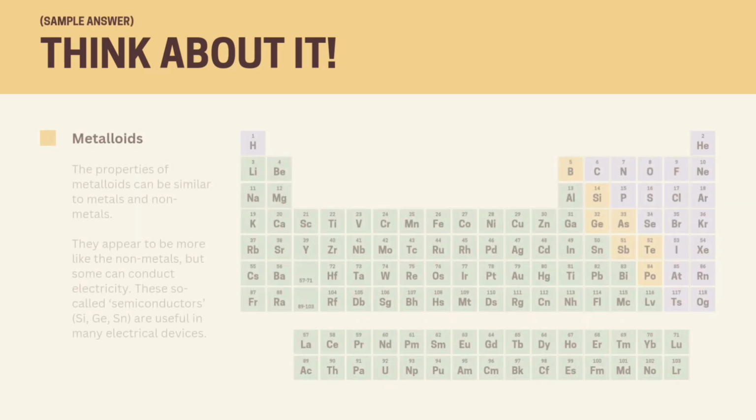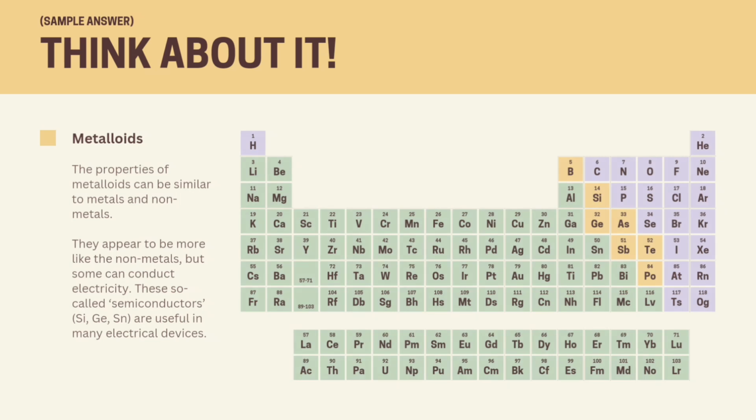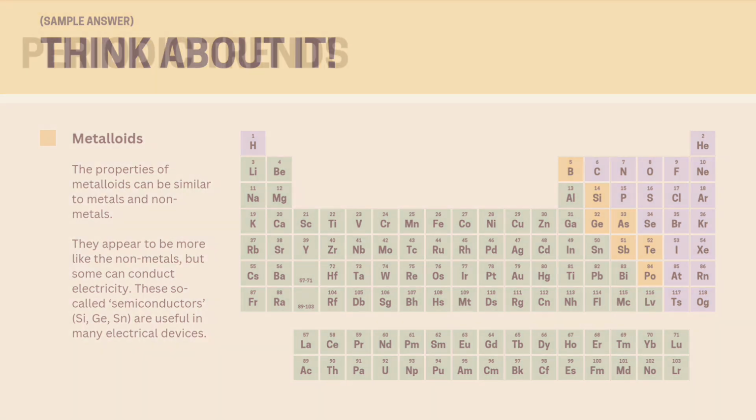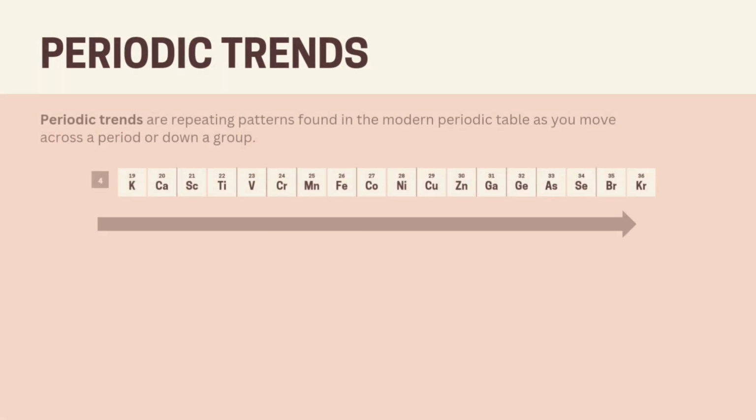The answer to the previous question is they are metalloids. The properties of metalloids can be similar to metals and non-metals. They appear to be more like non-metals but have some properties that conduct electricity, so they are called semiconductors. Silicon and germanium are useful in many electrical devices.